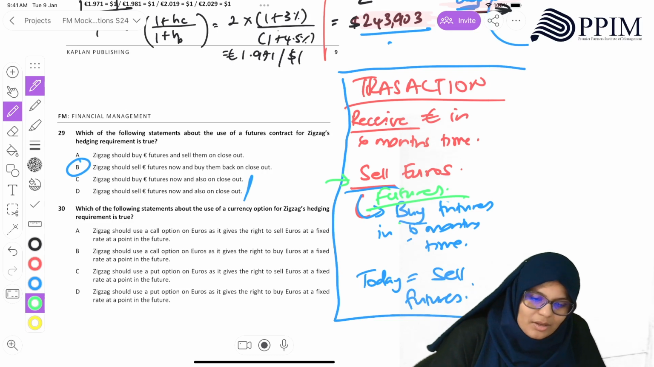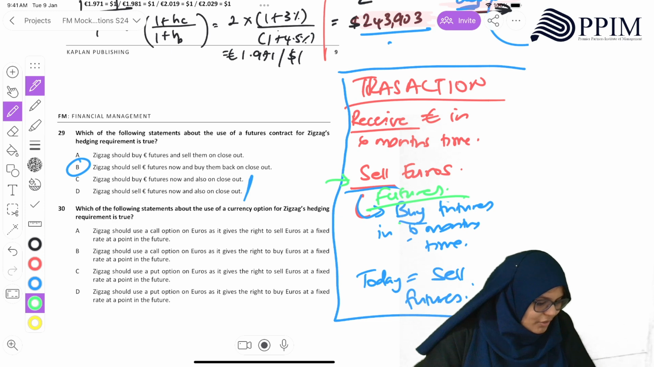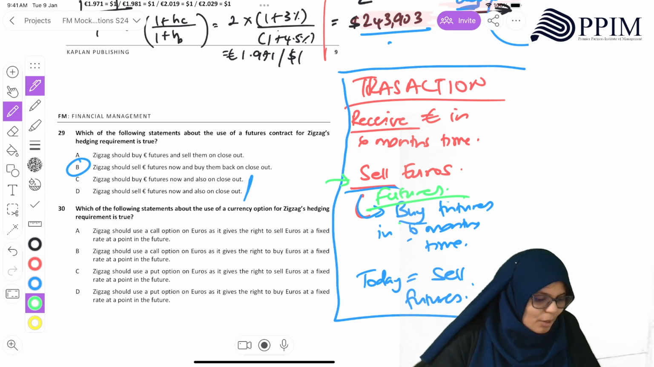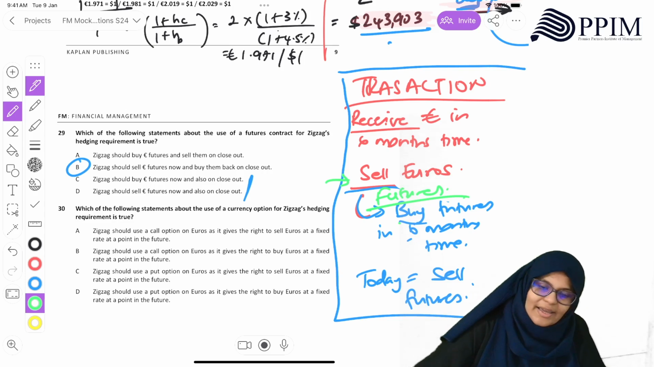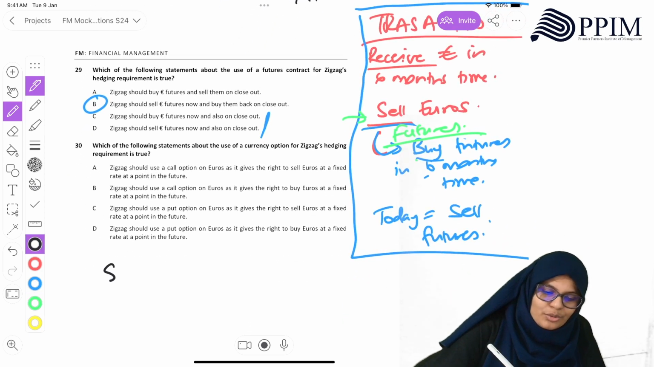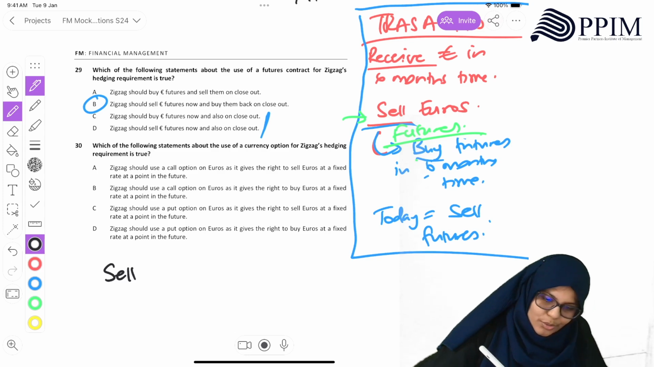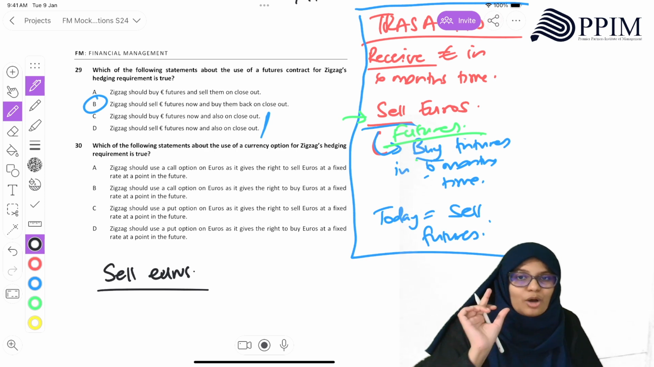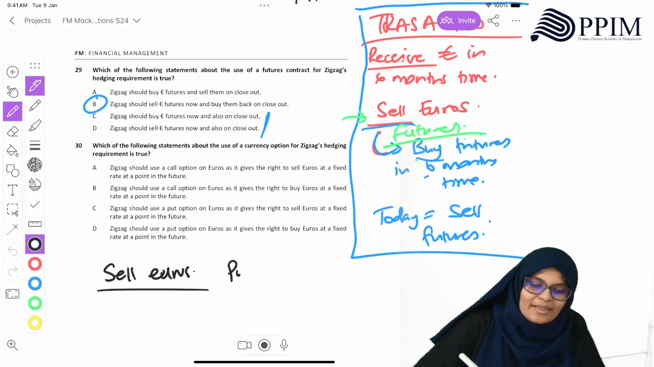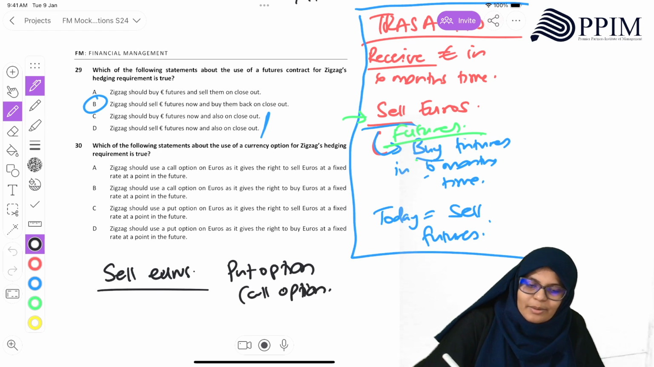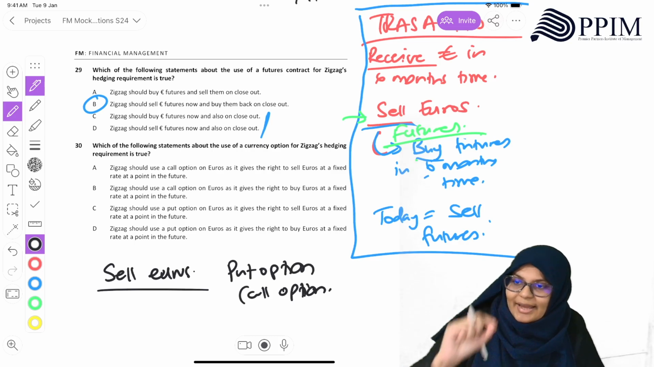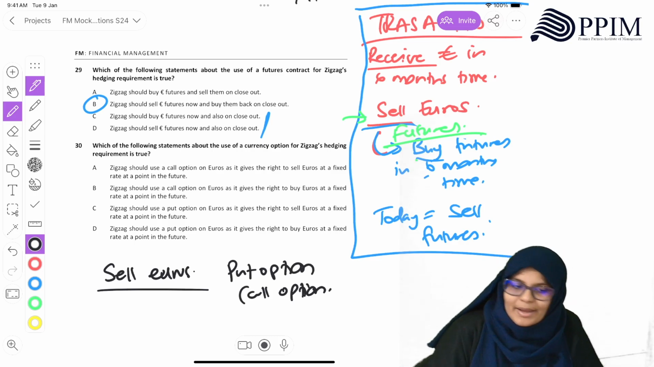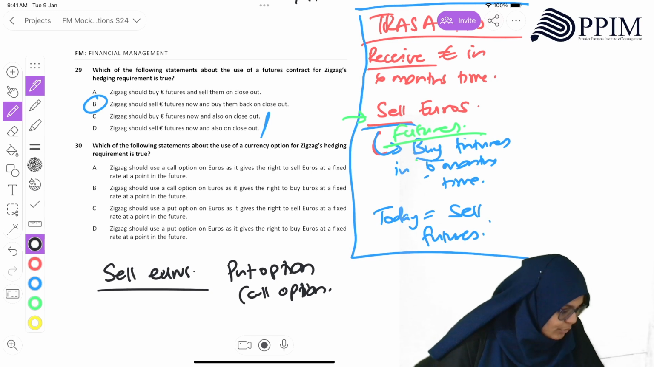Okay? Right. Question 30 is saying, which of the following statements about the use of a currency option for Zigzag's hedging requirement is true? Okay. So here again, what are we trying to do? We are trying to sell euros. Right? So if you are going to sell euros, when it comes to options, there are two types of options, right? There is a put option and a call option. I'm sure you can remember. Put means the option, the right to sell. Call is the right to buy. Right? So let's see, if you want to sell, what do you have to do?